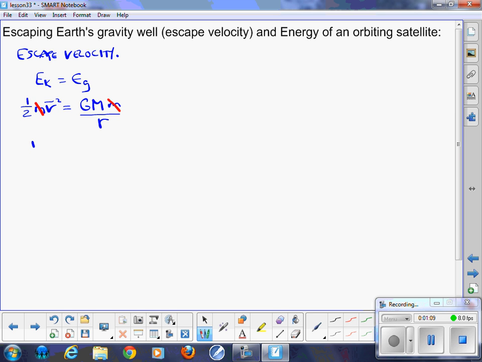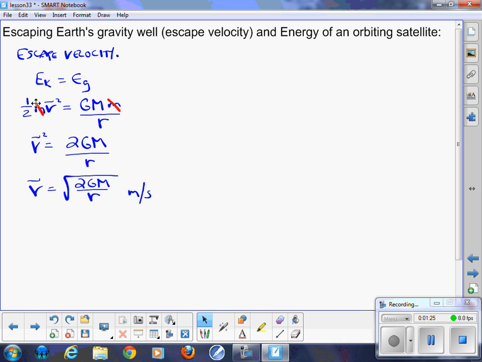Multiply both sides by 2 to get rid of the 1/2. I still have v squared. So v equals the square root of 2GM over r, and that'll be in your meters per second. So that formula gets added. And that is your average velocity on the trip. All right, so keep that in mind.